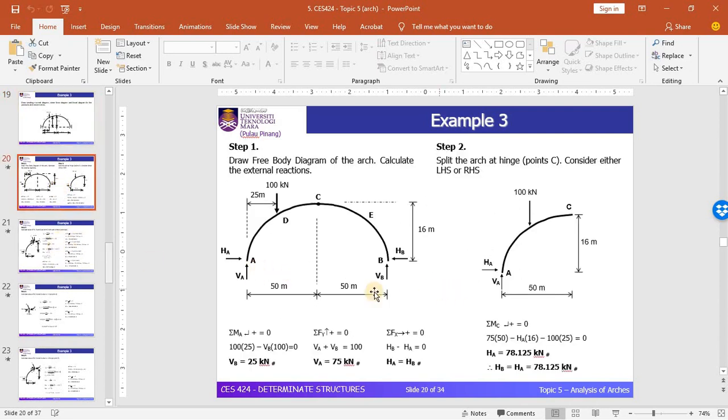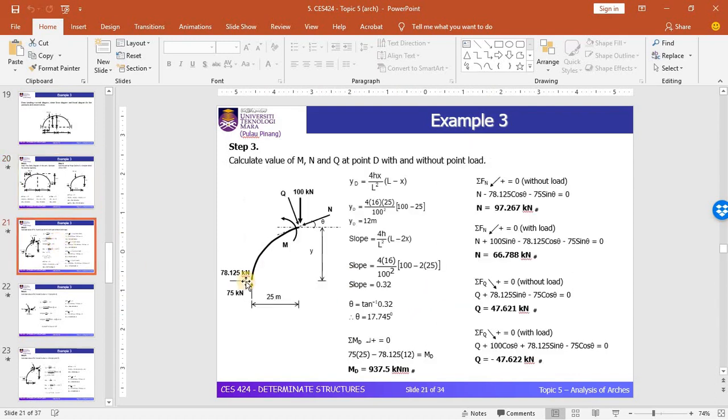This is the normal step that you need to start with, where you need to find out all the reactions at support. I don't want to explain this part in detail because it remains the same as the previous example. As usual, for every point you need to calculate the rise y and the slope before you can calculate the internal forces of the arch at a specific point. For instance, at point D, you need to find out yD and the angle at that point, and by that you can calculate the internal forces, which are the moment, the axial thrust, and the radial shear force.